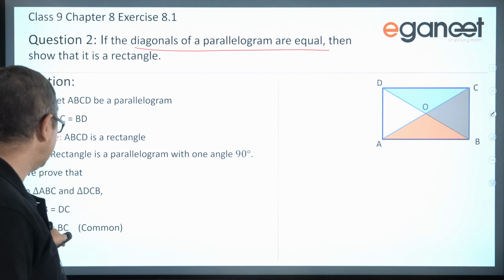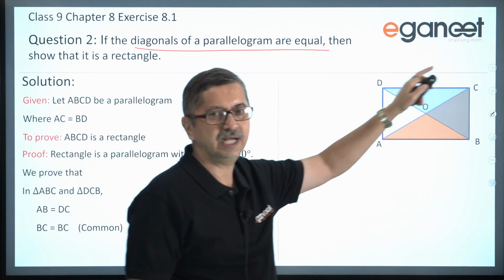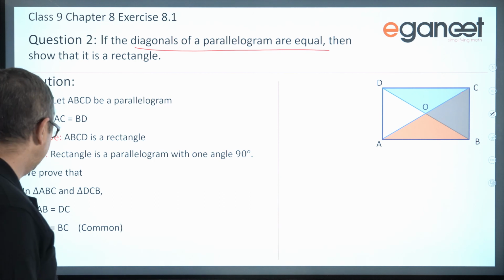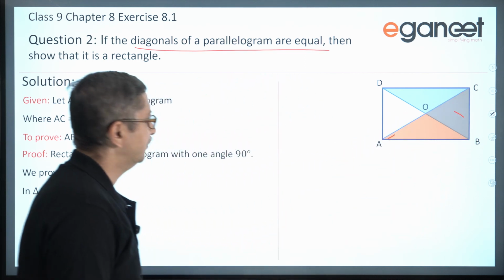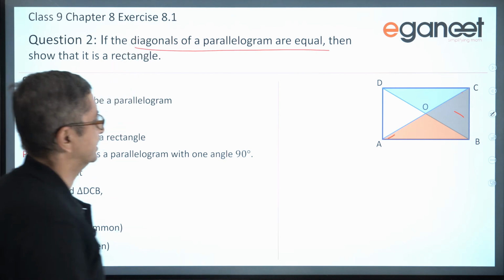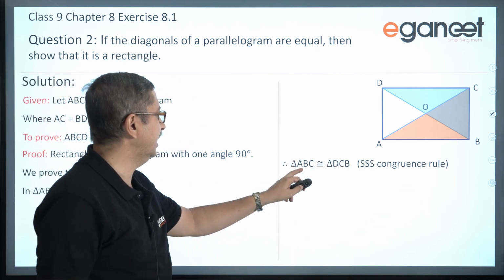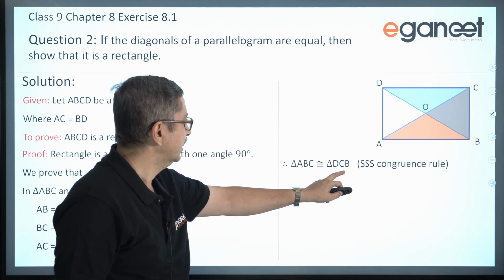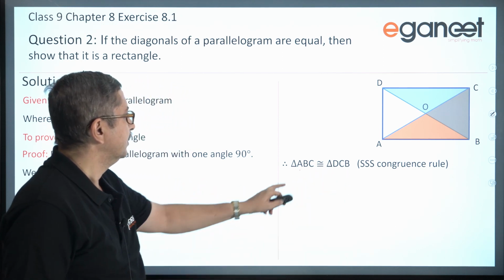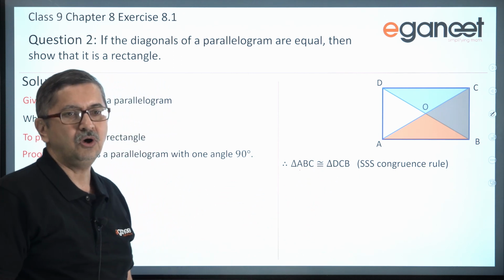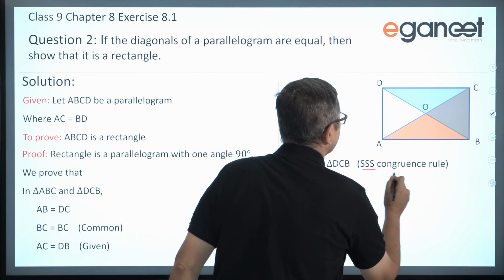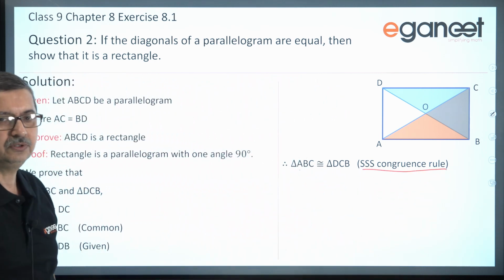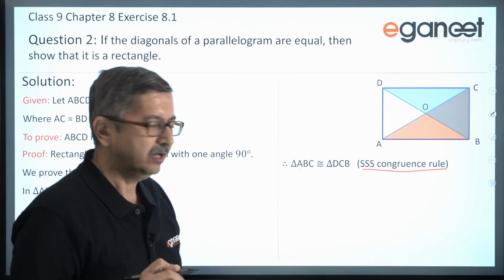So AB is equal to DC, BC is equal to BC, this being the common side between the two triangles highlighted. Clear? Now AC is equal to DB. Just see, AC is equal to DB. Why? Because it has been given in the problem itself. Therefore, in triangle ABC and triangle DCB, these two triangles will be congruent. Why? Because all the three sides are equal. So therefore, you have used the SSS congruence rule, right? So triangle ABC is congruent with triangle DCB.